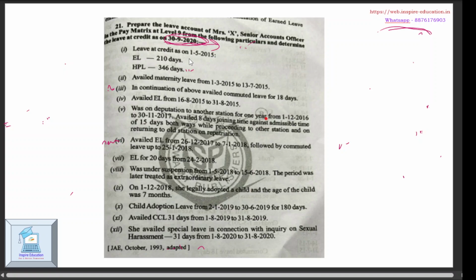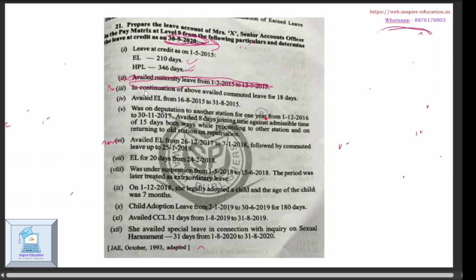So leave at credit as per 1/5/2015 is EL 210 days and HPL these days. So we will be focusing on EL and HPL. Secondly, it says availed maternity leave on 1/3/2015 to 13/7. This will not have any effect on our EL and HPL account. Okay, so a separate account is maintained for maternity leave, child care leave, and so on. So this will not affect our leave account.